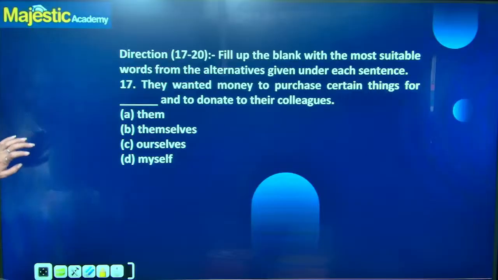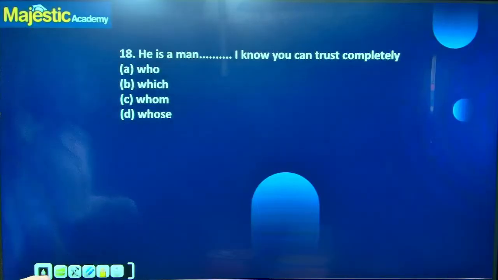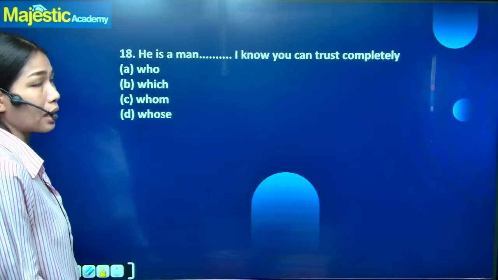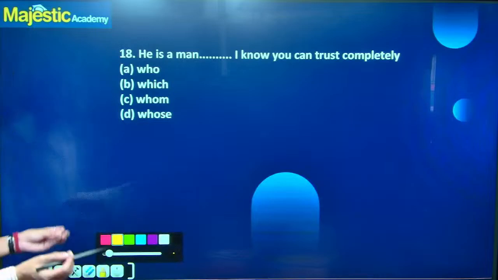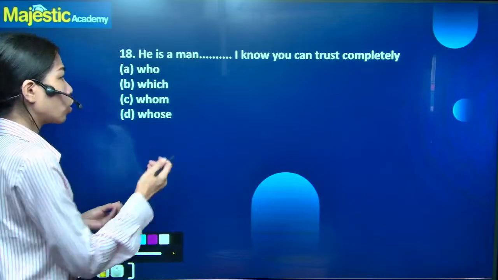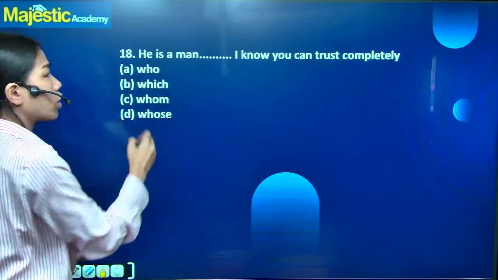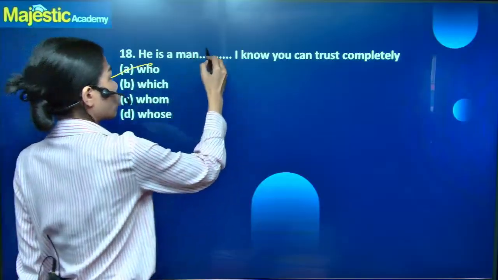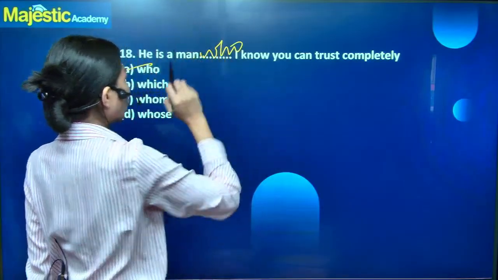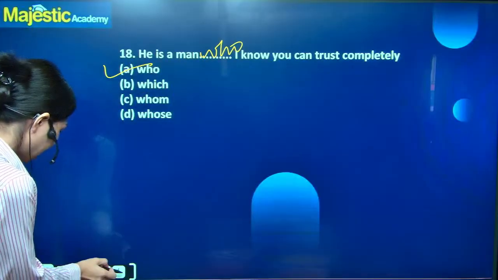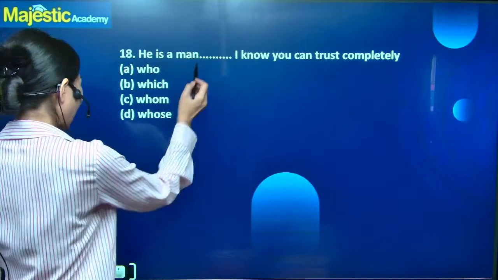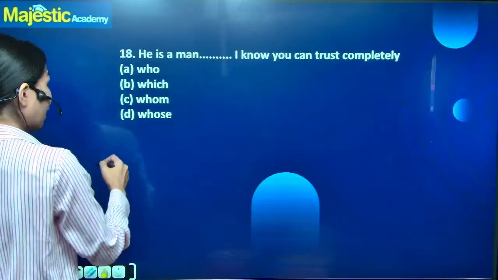Let's move to question number 18. Question number 18 says, "He is a man dash I know you can trust completely." He is a man, so whenever we talk about a human being, which relative pronoun do we use? We always use the word "who". So the answer has to be "who". He is a man who... sorry, I'm so sorry for this. For a person we definitely use the word "who", but again, he is the man.